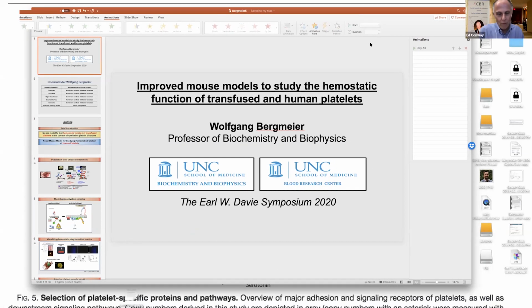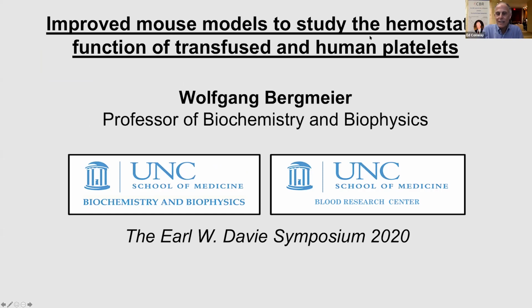Dr. Wolfgang Bergmeier is a professor of biochemistry and biophysics and a member of the UNC Chapel Hill Blood Research Center at UNC School of Medicine. Wolfgang studied biology at the University of Regensburg in Germany and graduated from Witten-Herdecke University, the Department of Molecular Oncology. Working in the fields of signal transduction, platelet biology, and hemostasis and thrombosis, he joined the lab of Denisa Wagner at Harvard as a postdoc and was soon promoted to instructor in pathology.